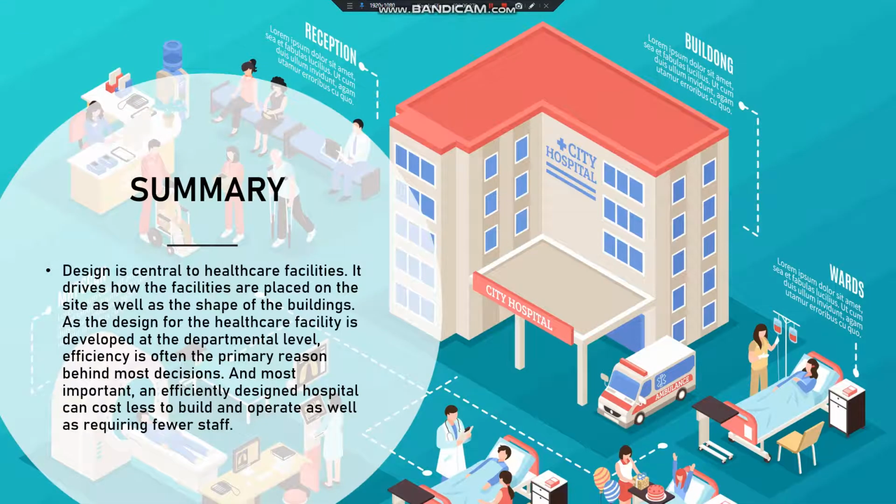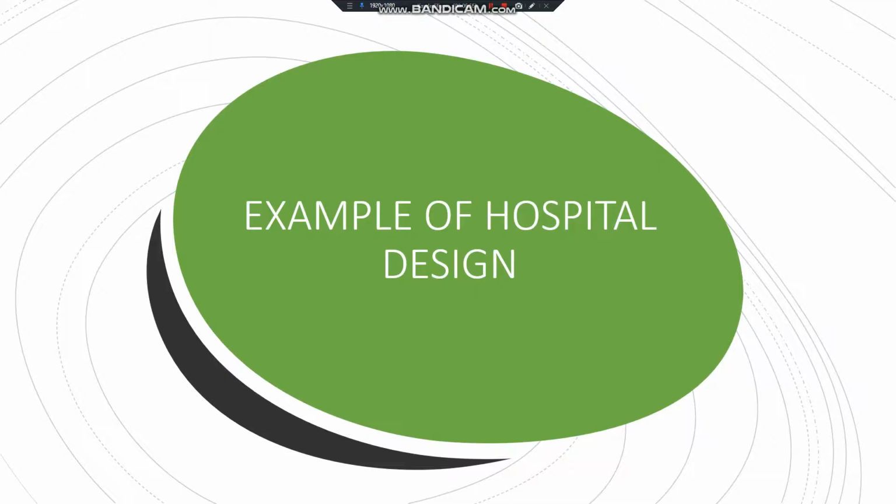Summary: design is central to healthcare facilities. It drives how the facilities are placed on the site as well as the shape of the buildings. As the design for healthcare facilities is developed at the departmental level, efficiency is often the primary reason behind most decisions. And most important, an efficiently designed hospital can cost less to build and operate, as well as requiring fewer staff.